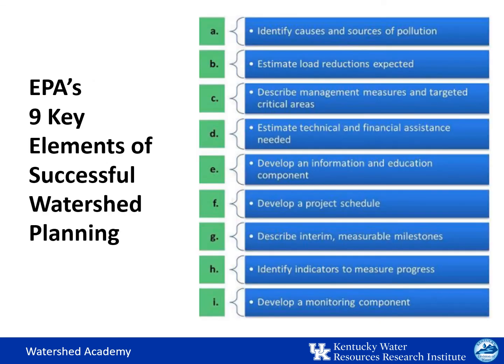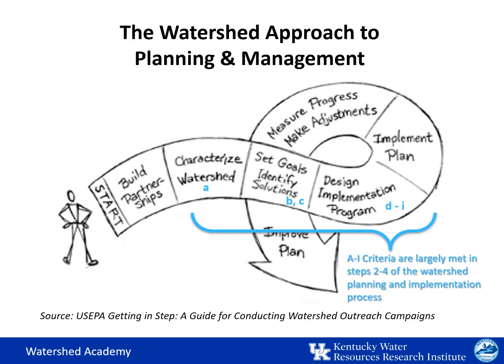The U.S. EPA requires 9 minimum elements for an acceptable watershed plan. EPA-approved plans are currently required to receive 319 funding for watershed implementation or management activities in Kentucky. The 9 minimum elements required by the EPA in a watershed plan, also called the A through I criteria, largely meet steps 2 through 4 of the watershed planning and implementation process. Actually carrying out the plan, making adjustments, and then improving the plan again all follow the establishment of an initial plan.